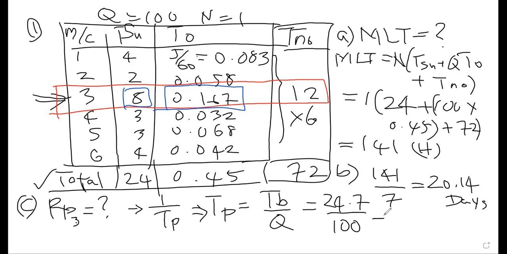We can get 0.25. So that is the time for the TP. TP you can get the 0.25. Okay, how to get the TB? TB I just calculated just now. I gave you the 24.7. How to calculate this one?